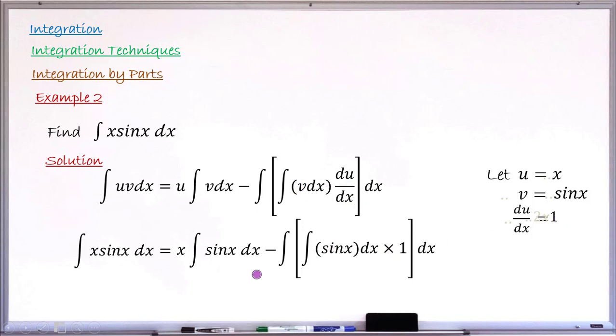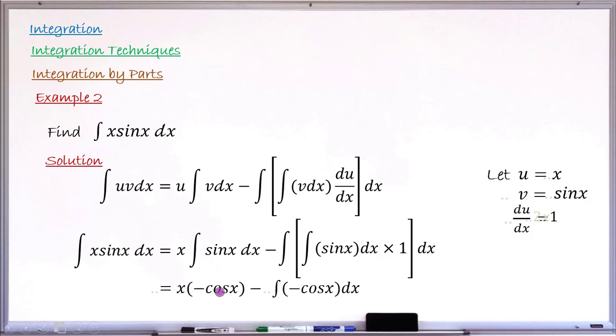So I'll continue. I'll now find the integral of this part, that is the integral of sine x, and that integral of sine x multiplied by this x. The integral of sine x, remember, is minus cos x. So times this x that is outside the integral sign, minus. I'm now starting with the integration inside this bracket. That is the integral of sine x with respect to x. So I'm going to have minus cos x, then dx. This dx is the outer dx here.